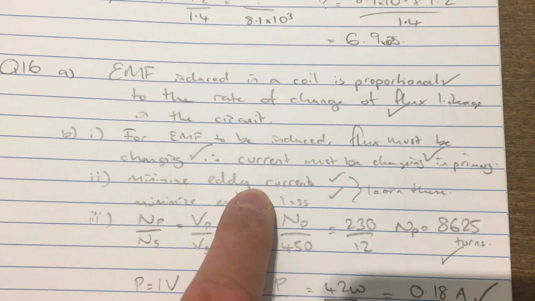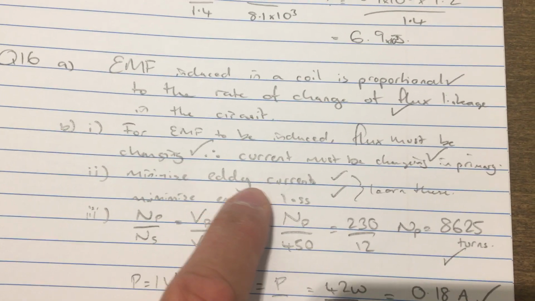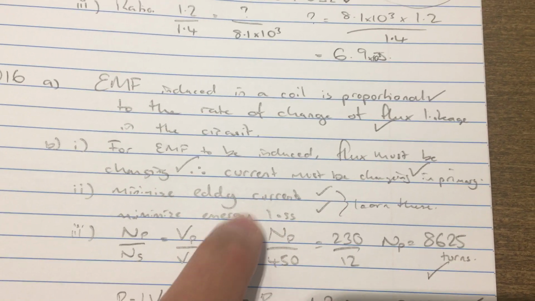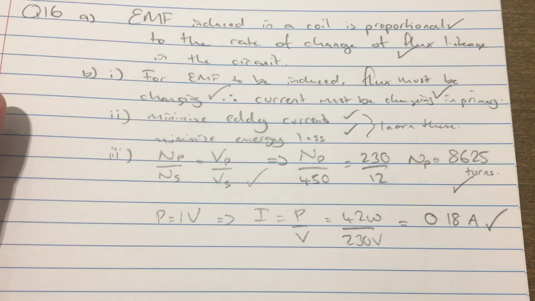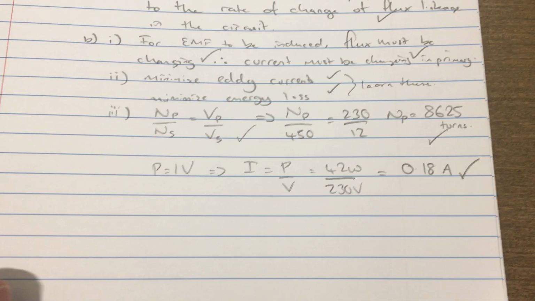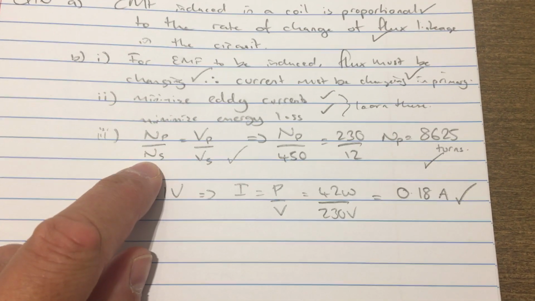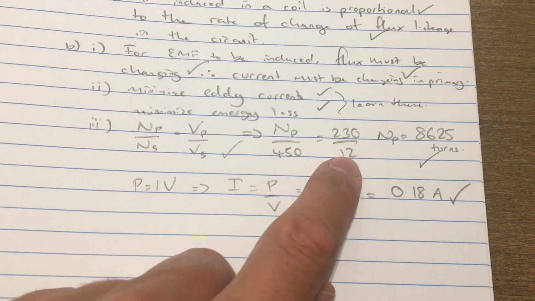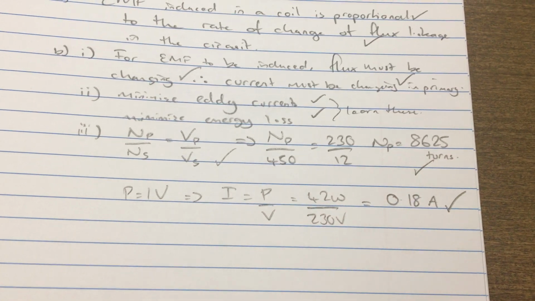Stock answers to why you laminate a core. Minimise eddy currents within it and minimise energy loss. Just learn those 2. They're just simple recall of information. Then the last one, you have to calculate number of turns. So this is a formula. I think it's in the formula book. We have everything except 1, so we can rearrange it and get an answer.